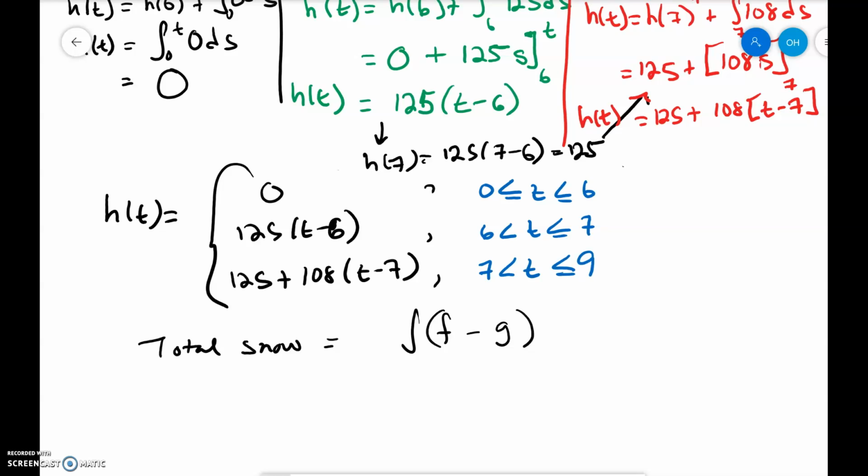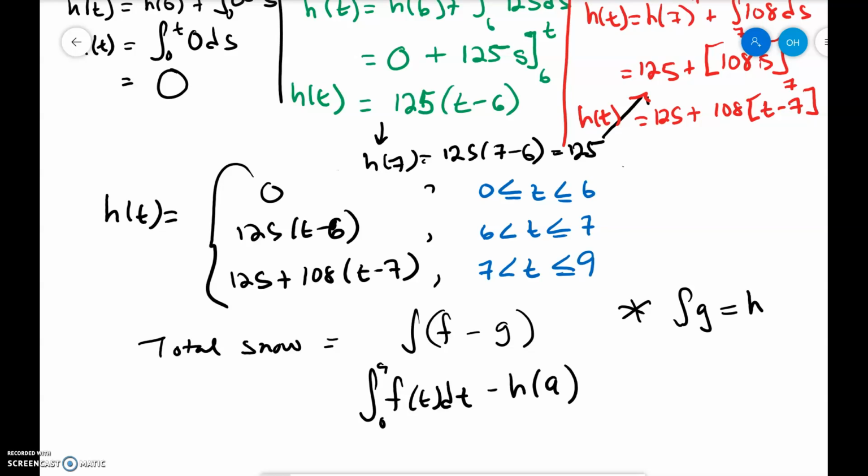so if I want the total amount of snow at the 9th hour, then I'm going to integrate f from 0 to 9. That'll give me the total snow that was removed. Okay, f of t dt. But then when I integrate g, remember that the integral of g is equal to h. So that would be minus h of 9.